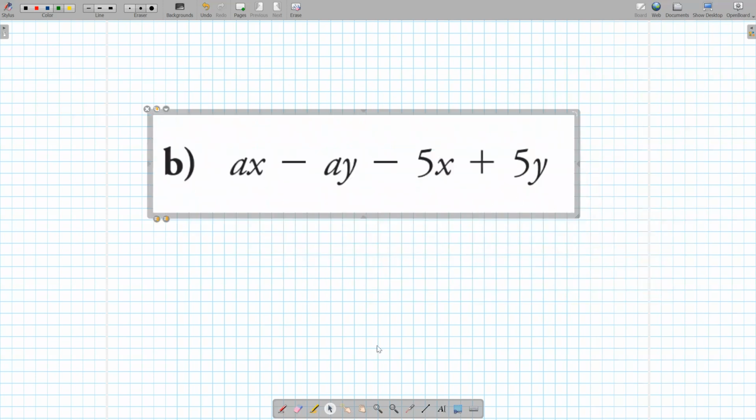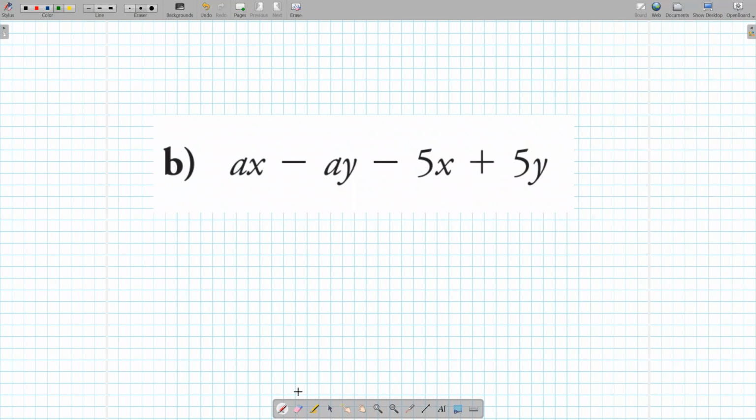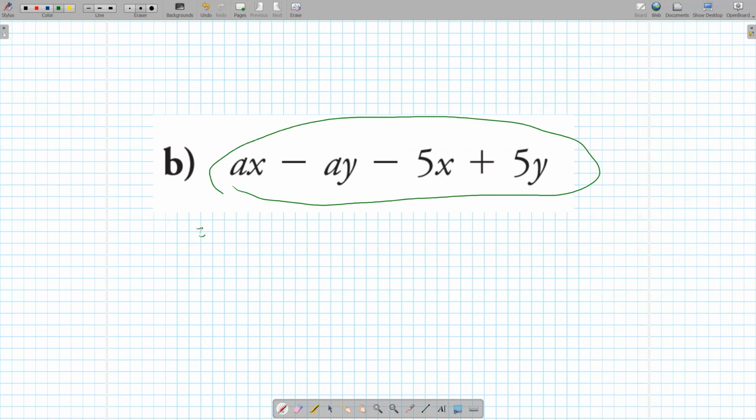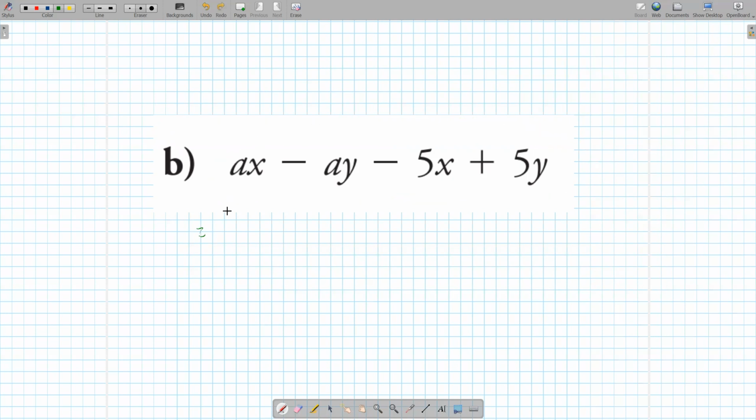What about this one? If you look at this one, they don't have anything in common, not all four of them. They're four distinct terms. So for a question like this, we are going to kind of chop it in half. Look at the first two. What do they have in common? An a. Right. What are we left with in the bracket? x minus y.